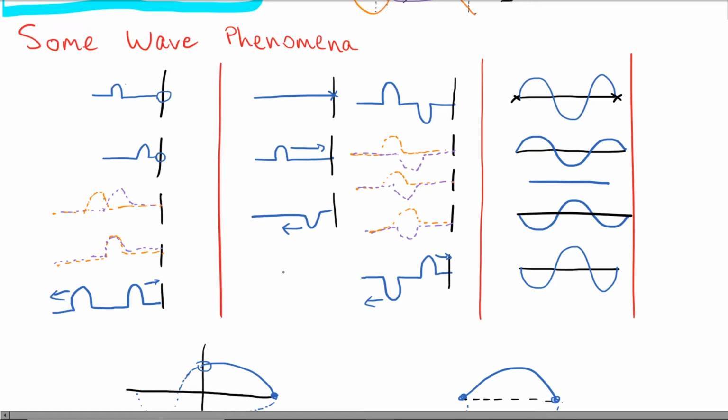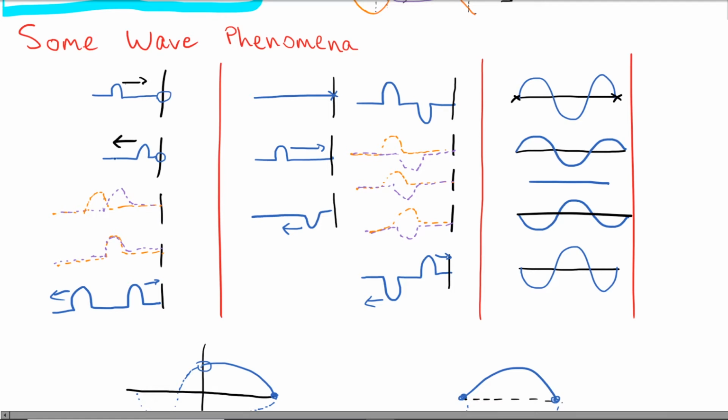Alright, now let's go through some wave phenomena. So I'll be using the example of a string that is free about both ends. If I give this string a flick on the left-hand side, it'll send a wave pulse to the right, and because it's allowed to move on the right-hand side, this wave pulse will be reflected back.